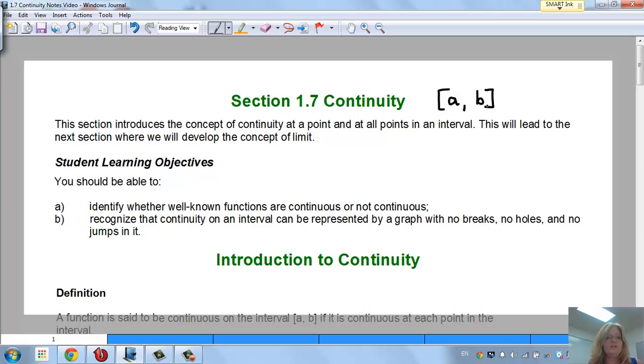This will lead to the next section where we'll develop the concept of a limit. So we're going to be talking about limits after this. You should be able to identify whether well-known functions are continuous or not continuous. Recognize that continuity on an interval can be represented by a graph with no breaks, no holes, and no jumps. Okay?